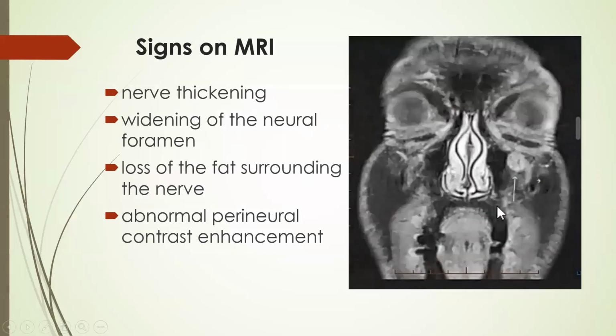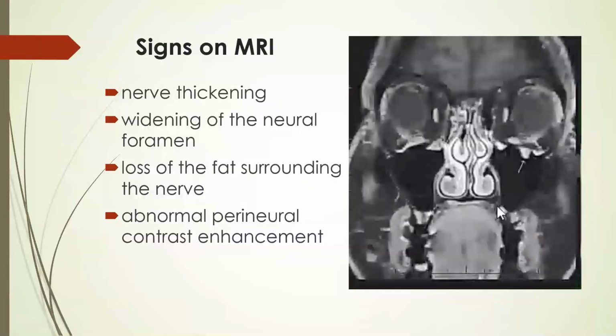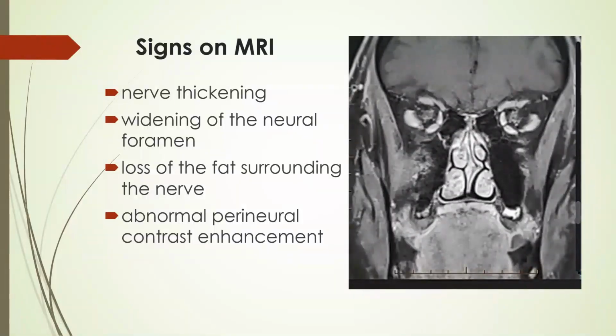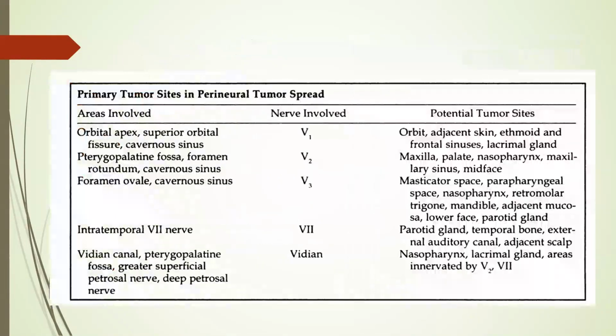So in this, you can see the infraorbital nerve is involved by the tumor of the anterior maxillary sinus. By seeing the involvement of the nerve, we can also predict from where the disease is arising. So if the nerve involved is maxillary, then the potential tumor sites are the orbits, ethmoid and frontal sinuses.